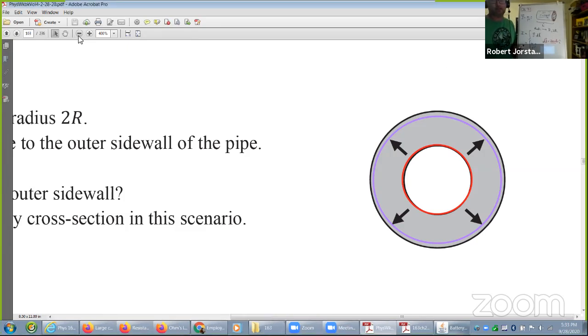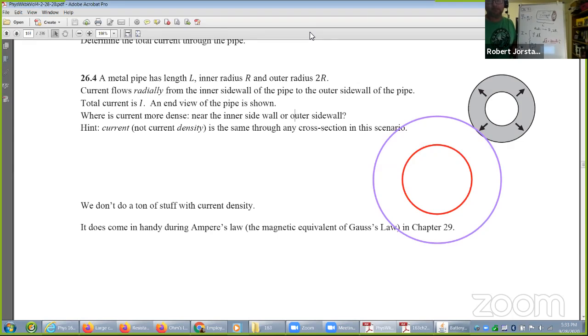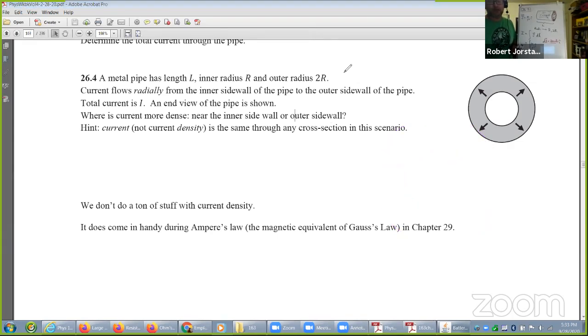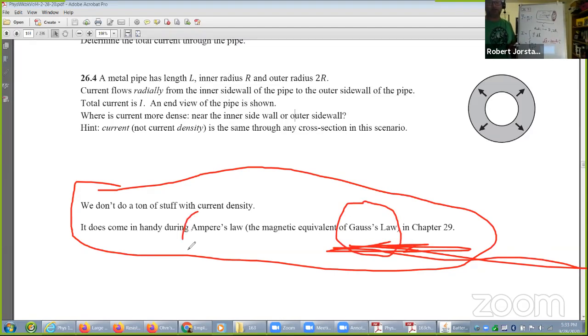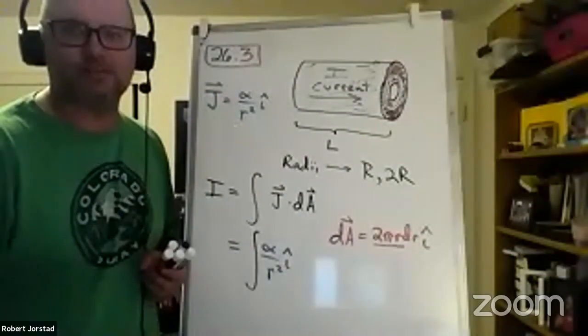Like I said, chapter 29 is when we're going to spend a lot of time on this. Notice we used charge density when we did Gauss's law. Later on, we're going to do a thing called Ampere's law, and we're going to use current density. So until we get to that point, let's leave it there. Any questions about current density before we go on?